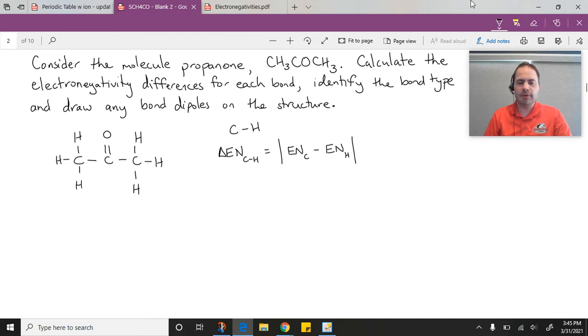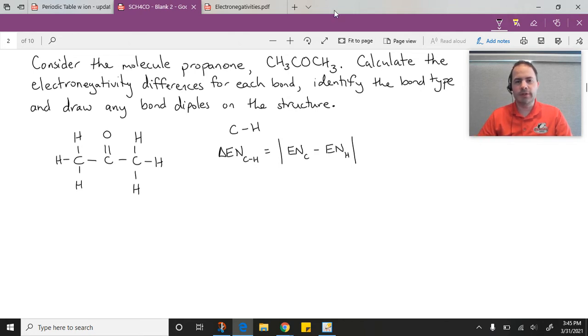Now these bars I put on either side just mean absolute values. So that just means no matter what we get as an answer, we always want the positive value of it. So if you do calculate it and you get negative, just change the sign to positive. That's all that's going to mean. To avoid that, just put the element with the higher electronegativity first, and then you'll always get a positive answer. So we need to figure out the electronegativities of these things.